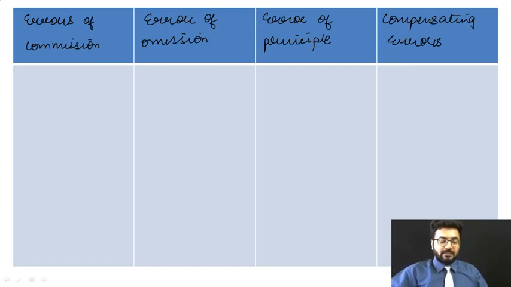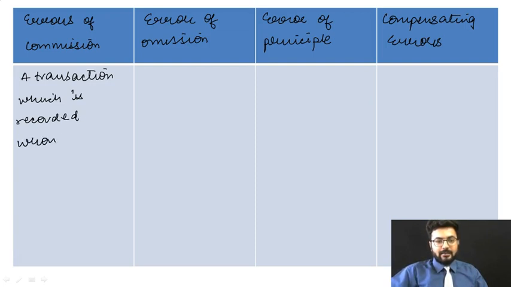Errors of commission means a transaction which is recorded wrongly or incorrectly.